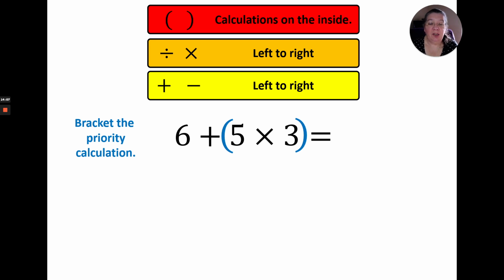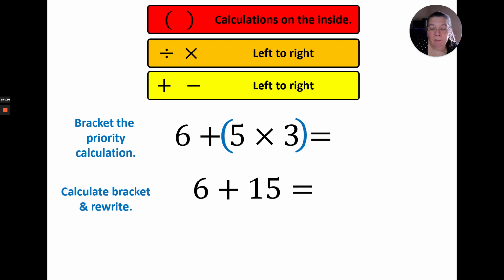So if that helps you to figure out the order, put brackets around the part that you think you should do first. That will help you to focus and do that first and then move on. So 5 times 3, which is 15. So now we've got 6 plus 15, so we can add those together to give us 21.